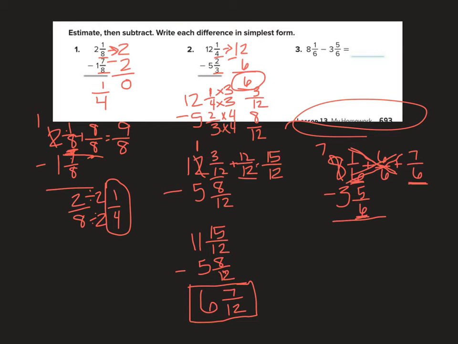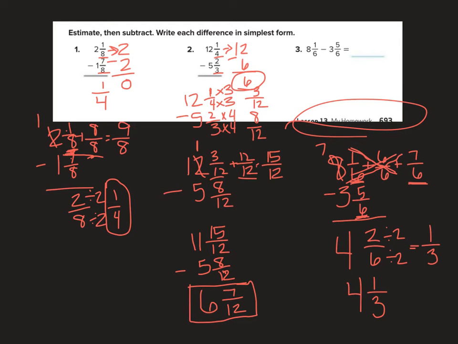So 7 minus 5 is going to give us 2/6. 7 minus 3 is 4. Okay, I need to simplify to get 1/3. So our final answer is going to be 4 and 1/3.